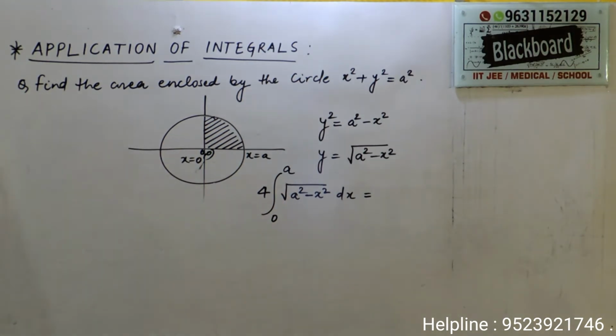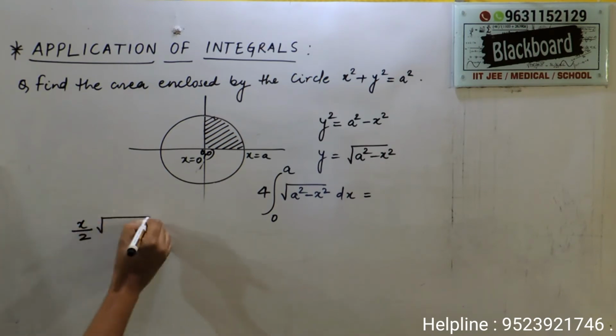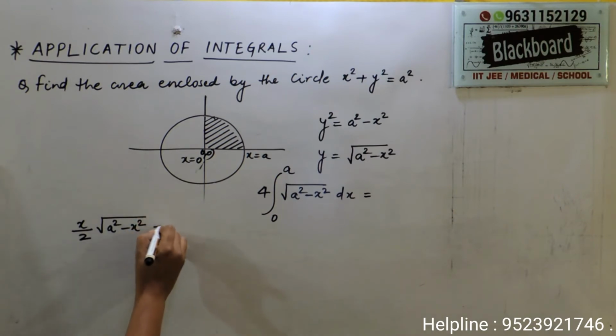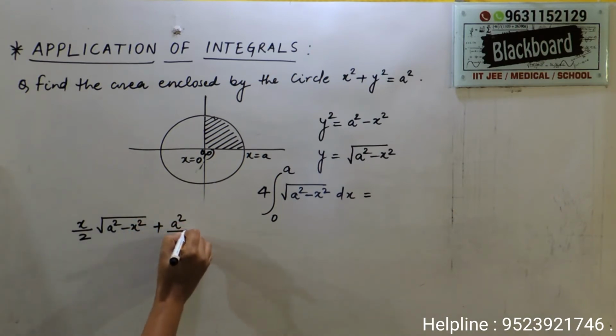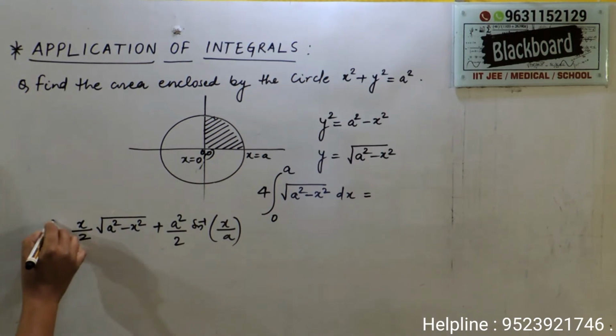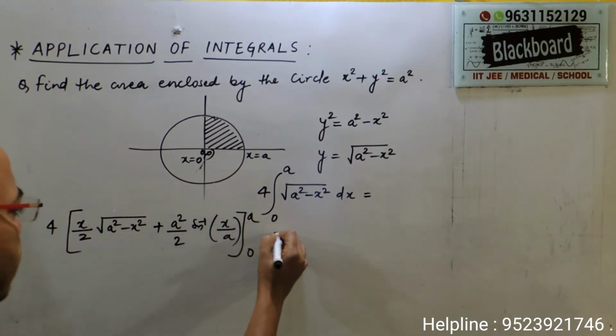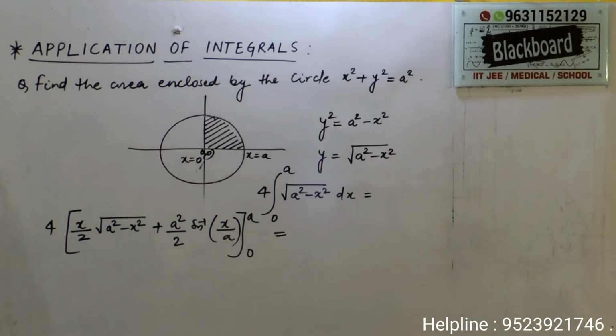Now root under a square minus x square, integration is x by 2 root under a square minus x square plus a square divided by 2 sine inverse x by a. This is your formula, and 4 times this, and limit is here 0 to a. That means put the limit here.